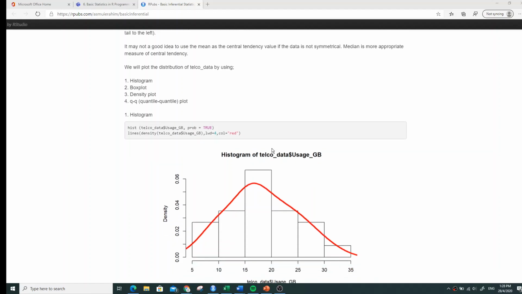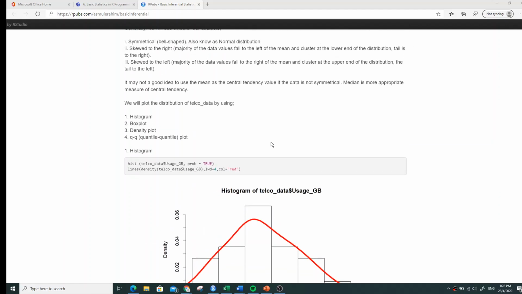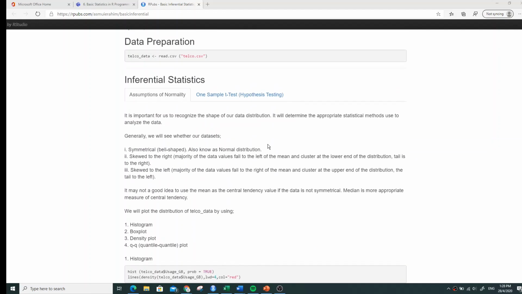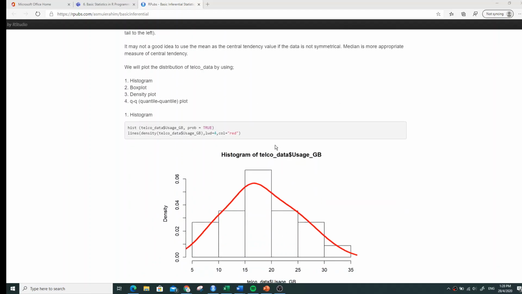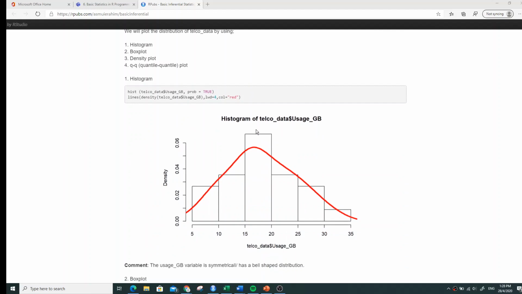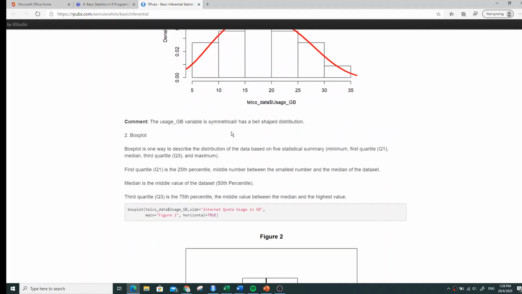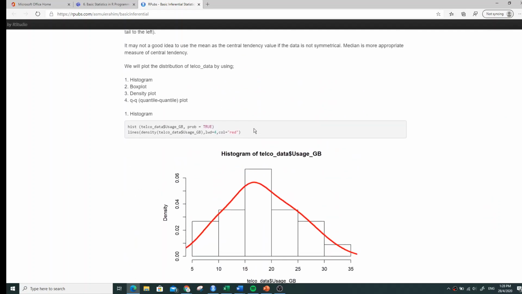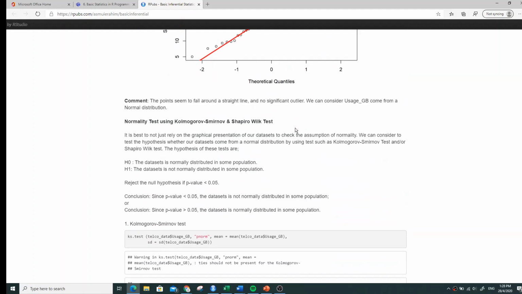So that's just a general way on how you can check the data normality, the shape of our data characteristics. Every graphical presentation has its own comment. But generally we will focus on whether our data is symmetrical, skewed to the right or skewed to the left. This is what you need to comment on when we have this kind of graphical presentation.